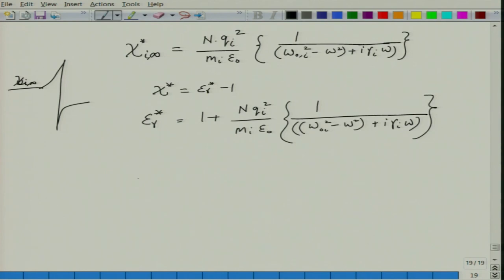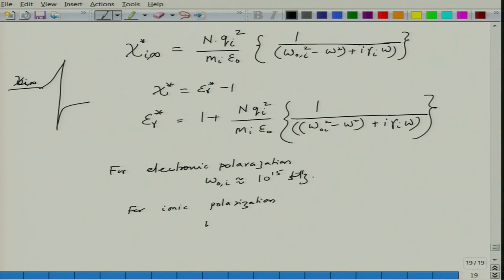All right. So, as it turns out, for electronic polarization, omega oi is of the order of 10 to the power 15 second inverse, or you can say hertz, and for ionic polarization, so these are approximate numbers, omega oi is approximately 10 to the power 13 hertz or so. And you can see that for the calculation of susceptibility and dielectric constant, you have to use frequencies lower than the natural frequency for electronic and ionic polarization, assuming that this damping term will be very small, negligible.